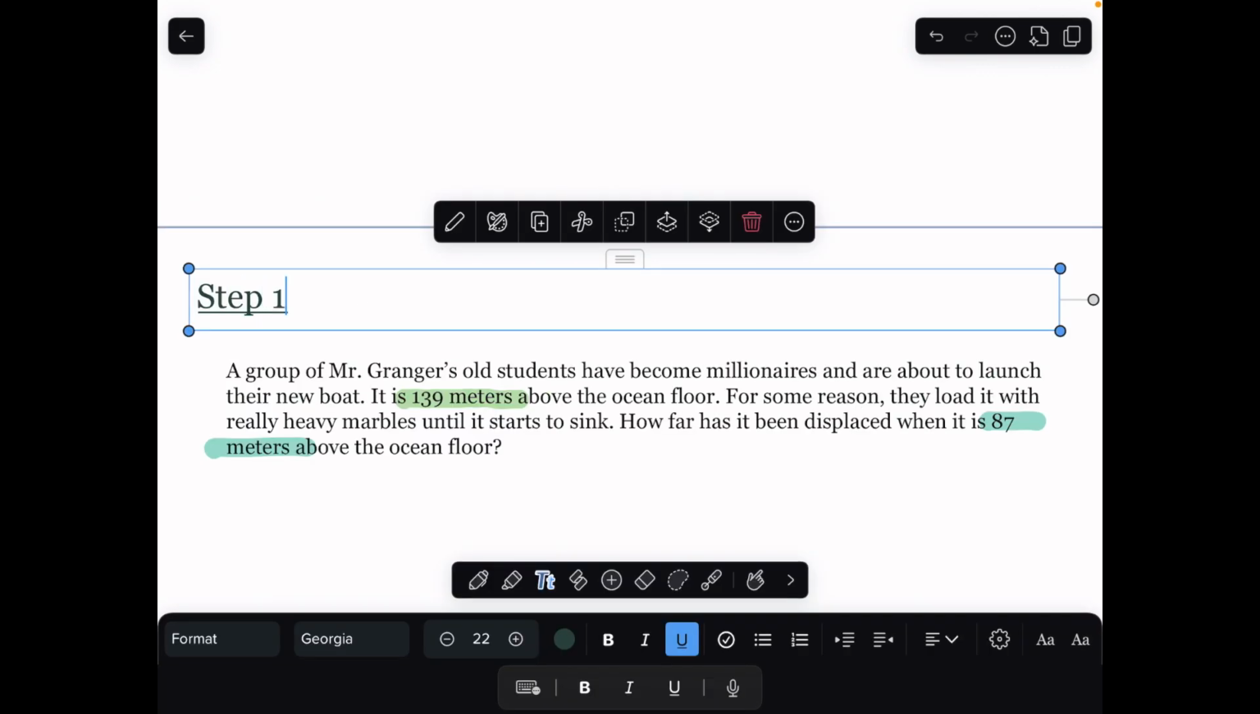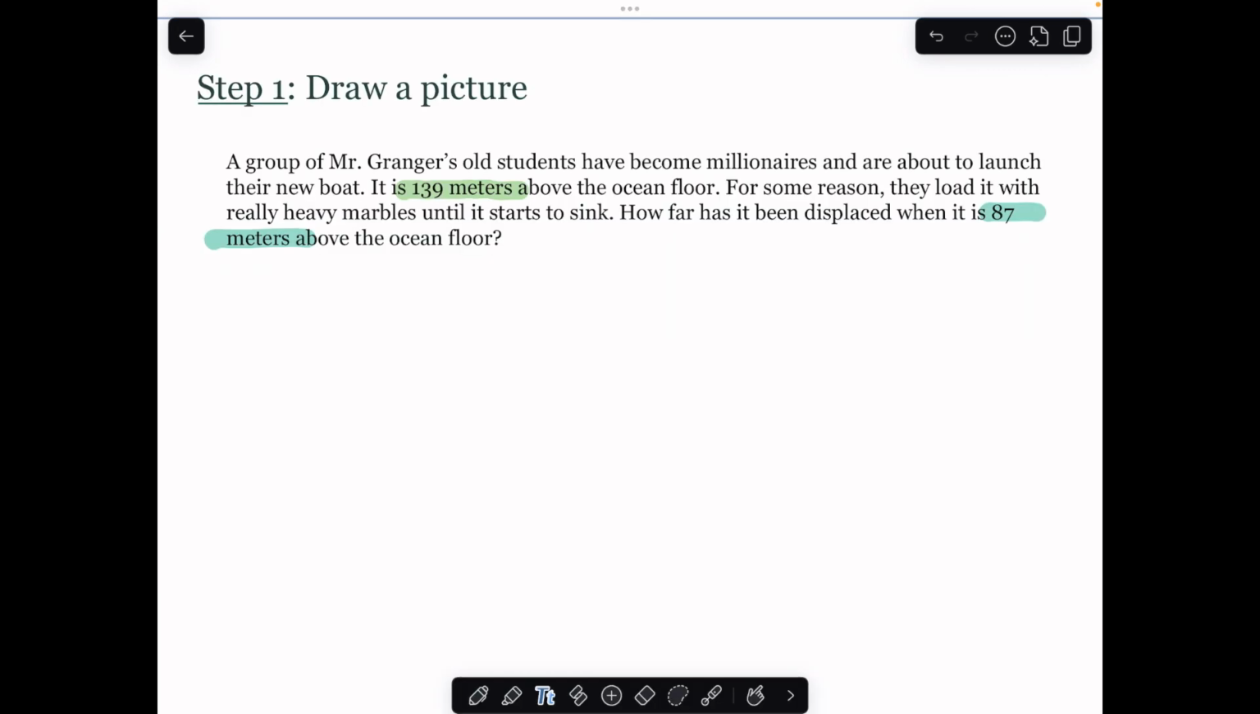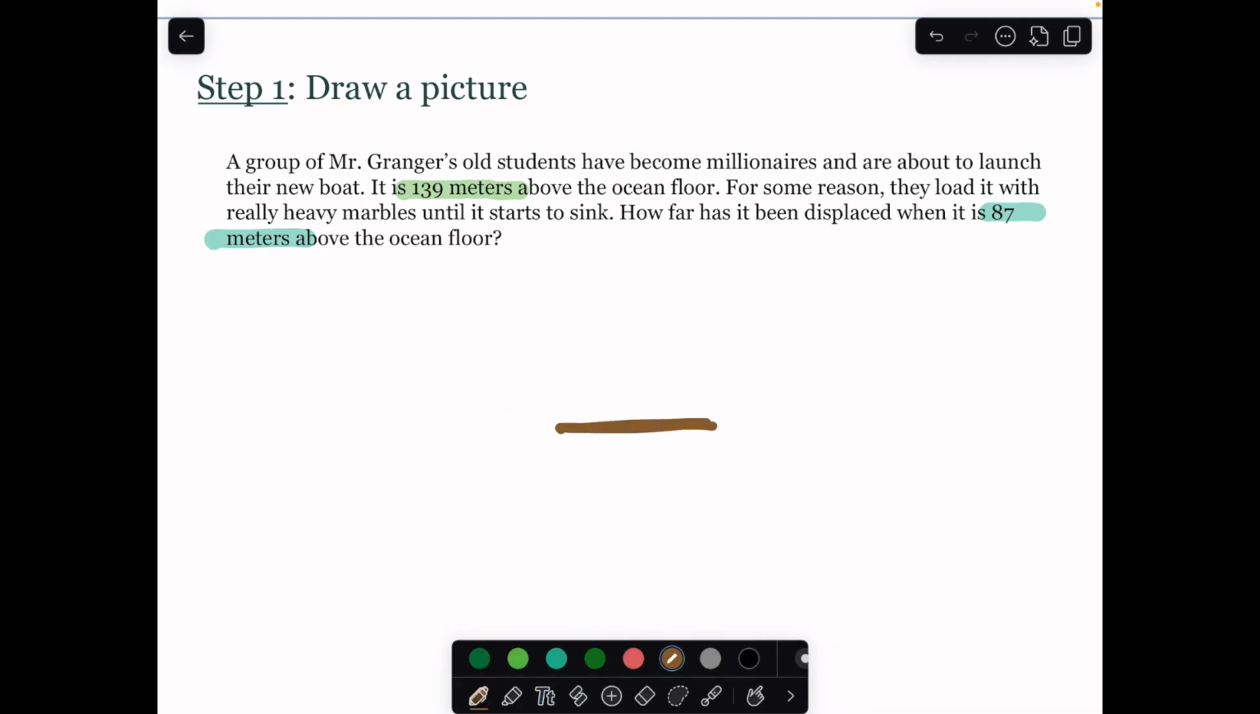Step 1 is to draw a picture of what's happening in the problem. This lets us sort of make sure we understand what the question is asking us for. So let's see. You have a group of students, they have a boat. The boat is on top of the water, and then it goes down below the water. Oh, wait, I kind of need a boat color. That's a boat color. Here is my boat.